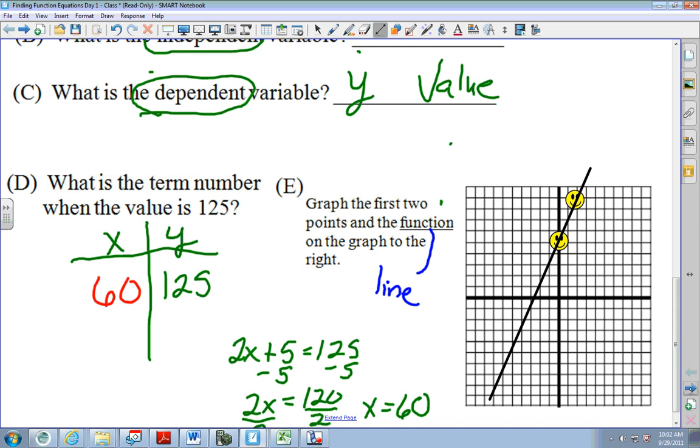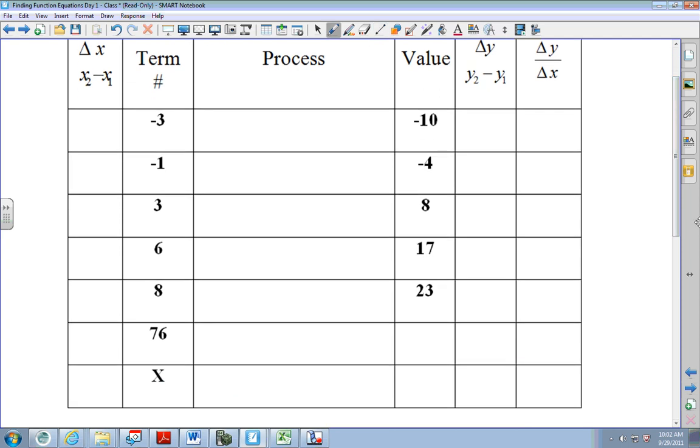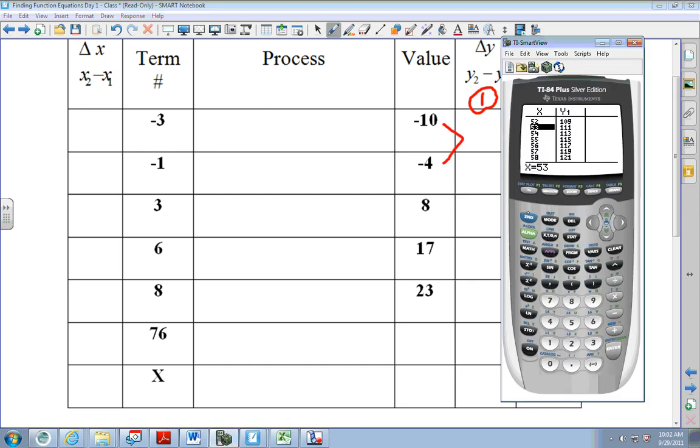Okay, so the next problem right here, well, let's look and remember, what is step 1? Step 1 is to find delta y, the change in y. Well, right there, getting from -10 to -4. If you know it, that's great. If you get confused, you can always do this, or you want to double check.